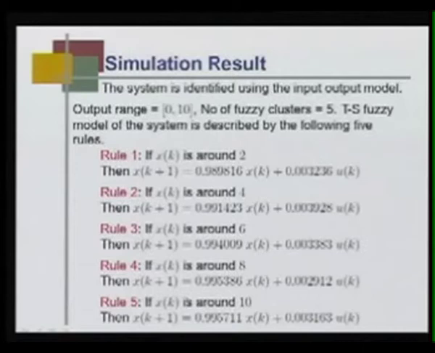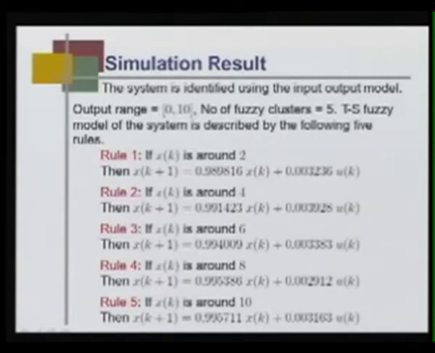So, you see what we did: we used a fuzzy neural network to identify this T-S fuzzy model. You see that the system is identified using the input output model. The output range was 0 to 10, and the number of fuzzy clusters is 5. So, the 5 rules.